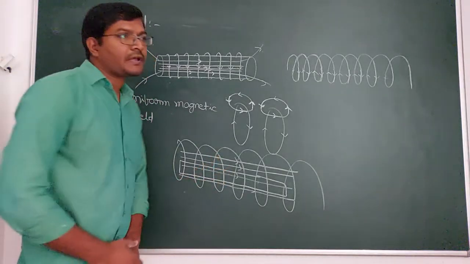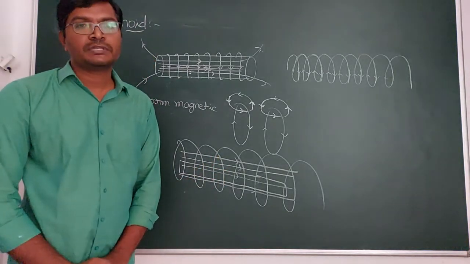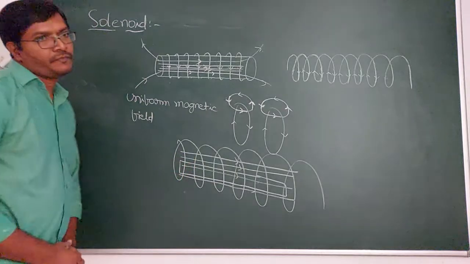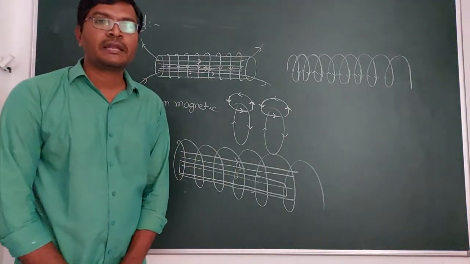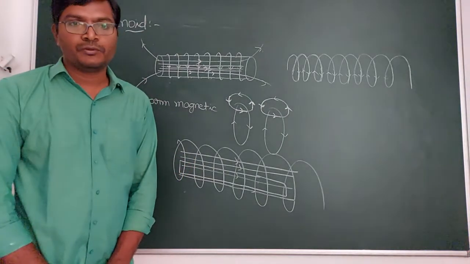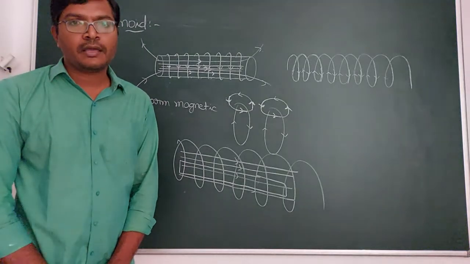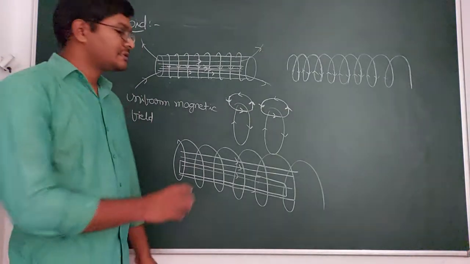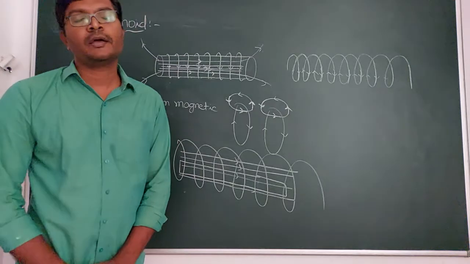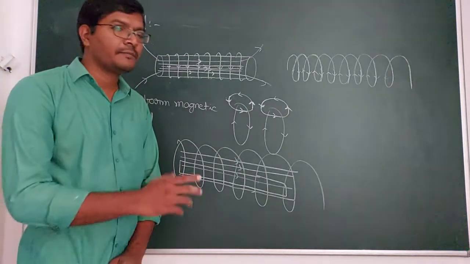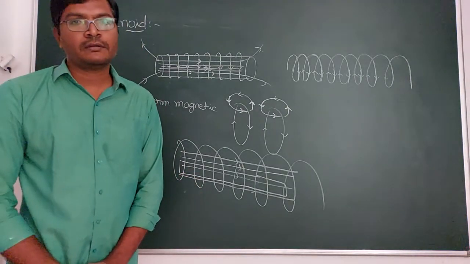If you use a soft iron core and switch off the current, the magnetism in the soft iron core is lost. If you use a hard iron core, then if you switch off the current, the magnetism in the iron will not erase.